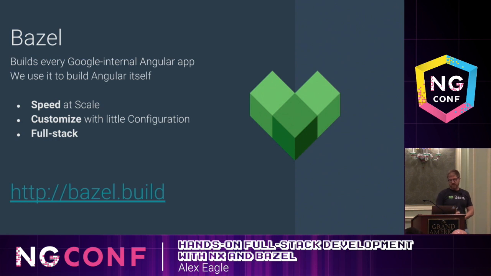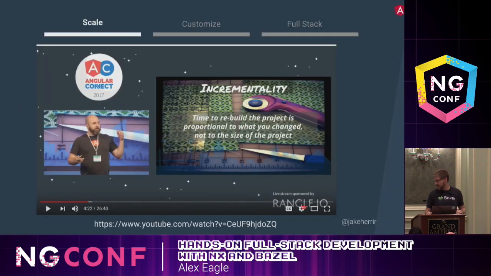So we use Bazel at Google for every Angular app we build. We also now use it to build Angular itself. There are a lot of good things, I think, about Bazel. So if I had to give you 3 bullets, which I didn't have to, but that sounded like a good number. Number 1, it stays fast as you scale up, both a large code base and a large number of developers. You can customize it. You can have your build be special without having a giant configuration explosion. And it's full stack, which we're going to dive into today.